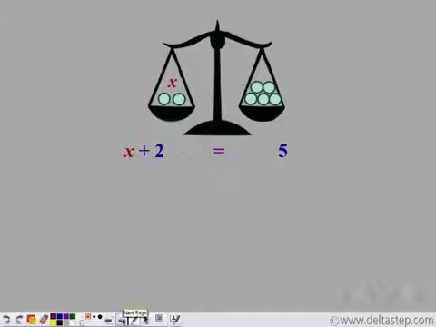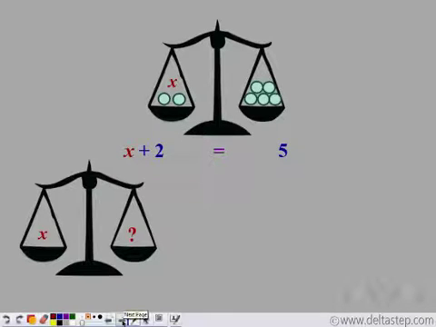Now, we need to solve this equation. x plus 2 is equal to 5. Solving this equation means finding that value of x for which this equality holds, that is, for which this equality is true. So for that, we require only x on the left hand side. So we need to have only x on the left hand side.